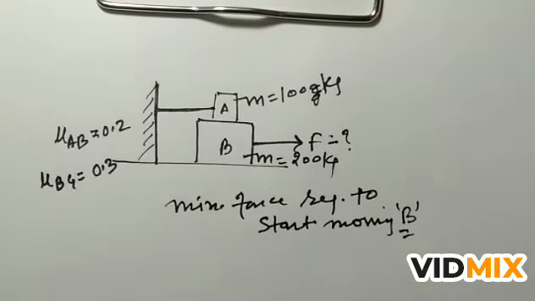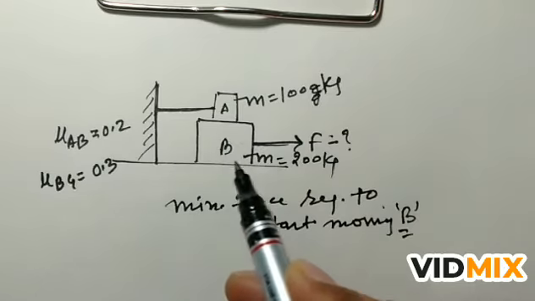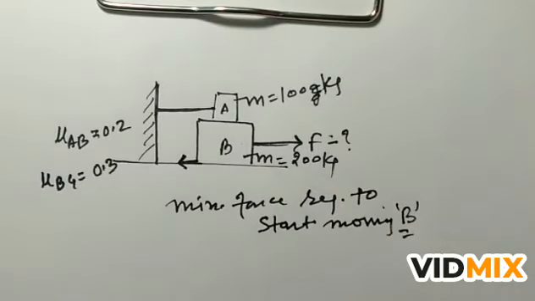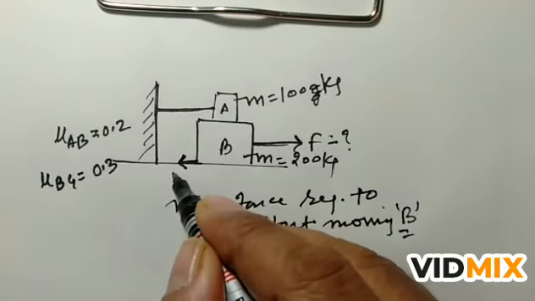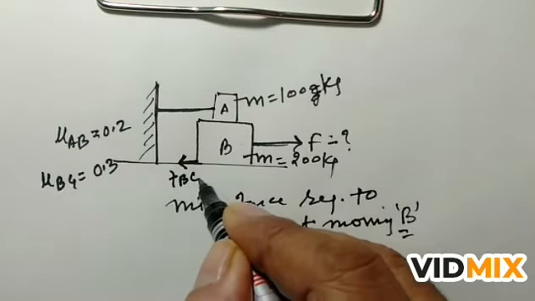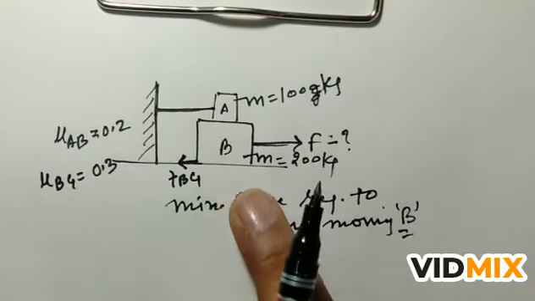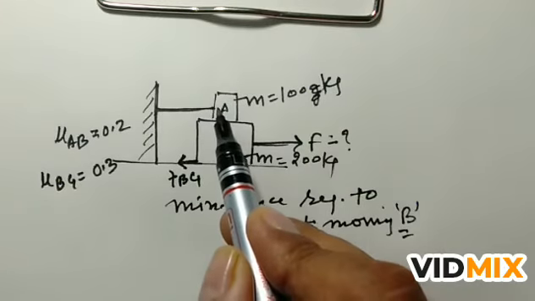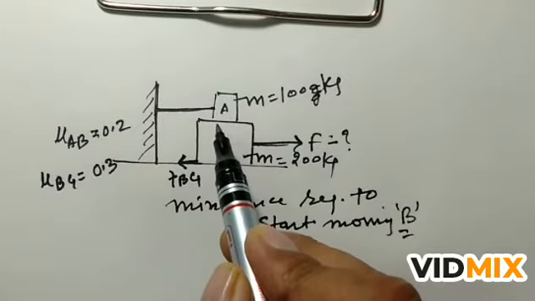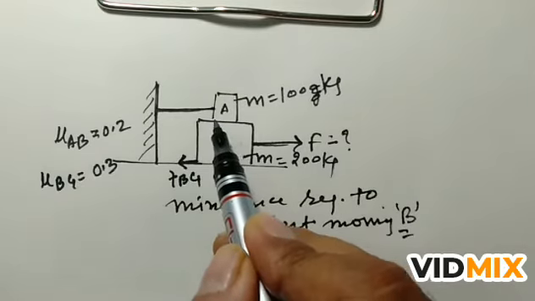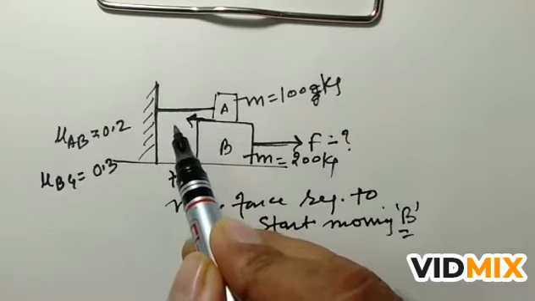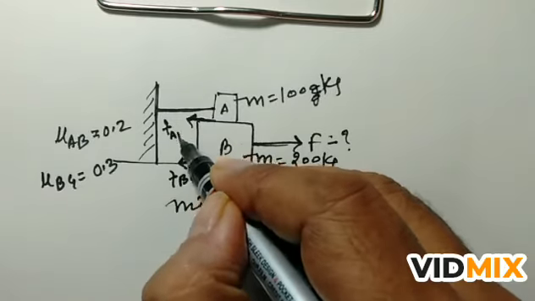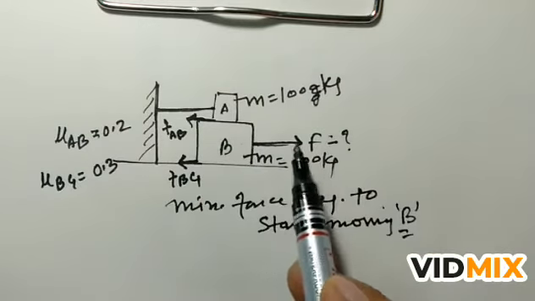If the block is moving in this direction, then there is a friction force between the ground and the block. This is F. If I give the name FBG, related to the ground, there is a force of friction in this direction. When this block is moving in this direction, the other block will try to resist its motion, so it will also apply a friction force in this direction, and I am giving that the name FAB. So the applied force is equal to these two forces.